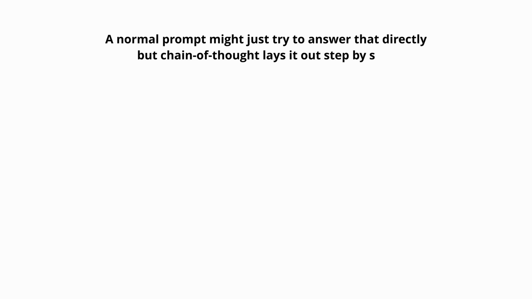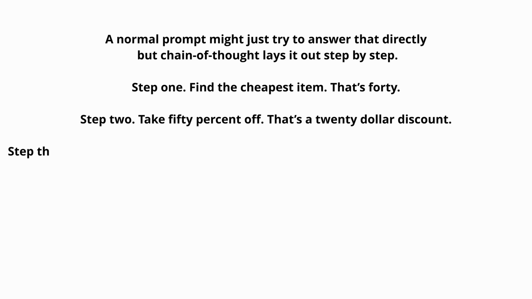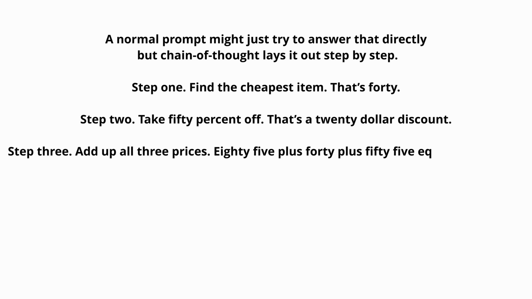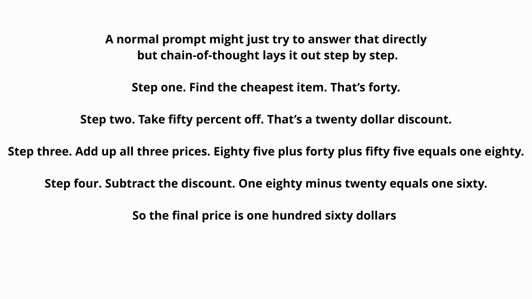out step by step. Step 1, find the cheapest item. That's $40. Step 2, take 50% off. That's a $20 discount. Step 3, add up all 3 prices. 85 plus 40 plus 55 equals 180. Step 4, subtract the discount. 180 minus 20 equals 160. So the final price is $160.